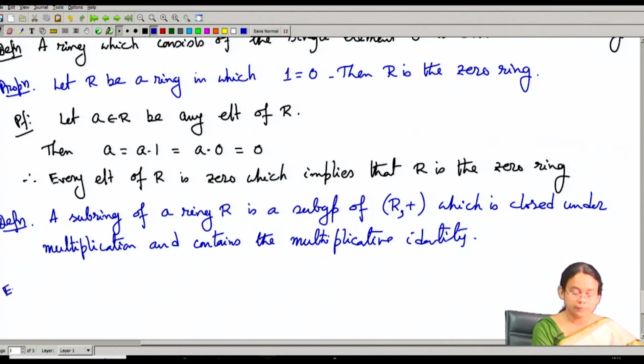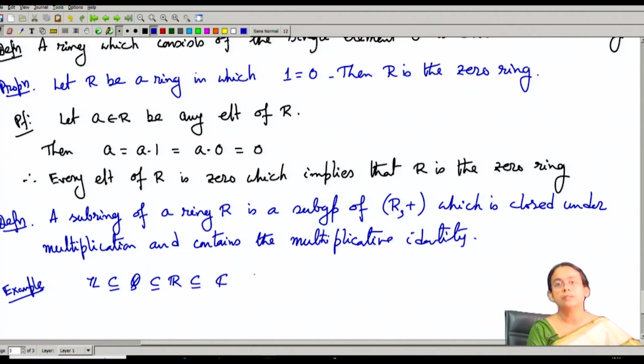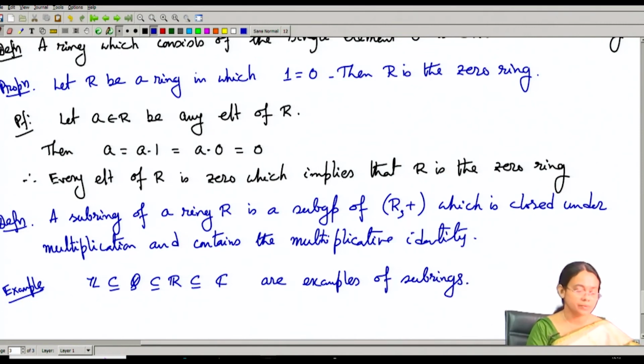So, examples of subrings: we have seen that Z is sitting inside Q and Z is itself a ring, and Q is sitting inside R which is itself a ring, R is sitting inside C which is itself a ring. So, Z is a subring of Q, Q is a subring of R, R is a subring of C. So, we have seen the examples of subrings.